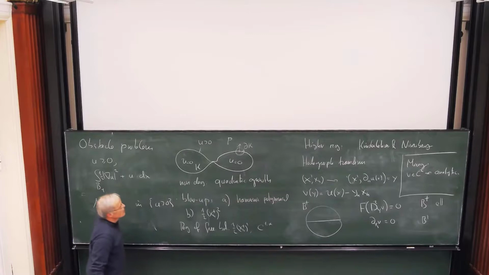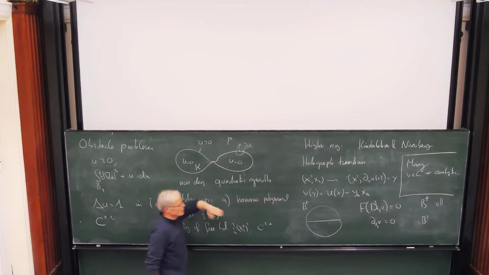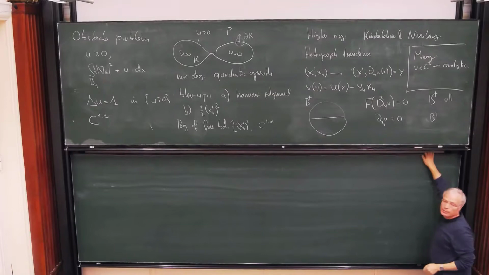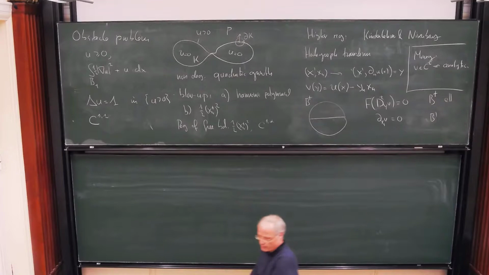So this is a proof of the higher regularity of the free boundary. And since I want to use that in this context, let me give a brief outline of a proof of that, which is not the proof of Morrey. So, we want to prove analyticity. How can we do that?